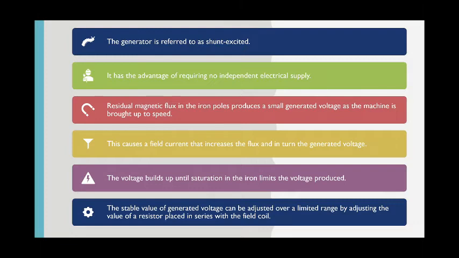Alright, so the consequence is that it causes the field current to increase the flux. It increases the flux and then it turns up the generated voltage, and in turn the generated voltage is measured in that way. Later, the voltage builds up until saturation in the iron limits the voltage produced.